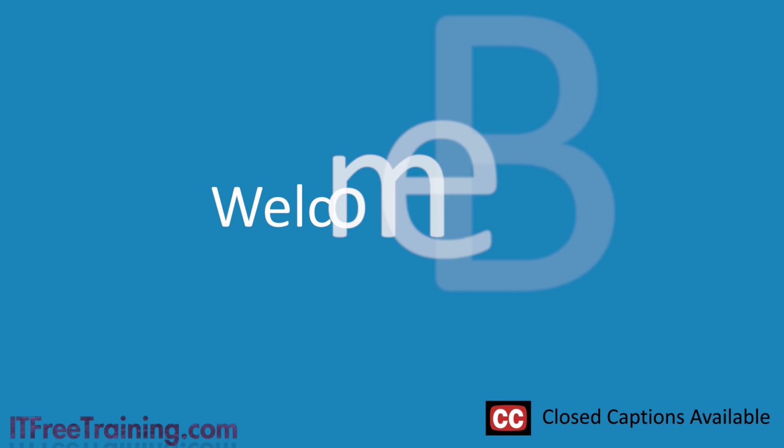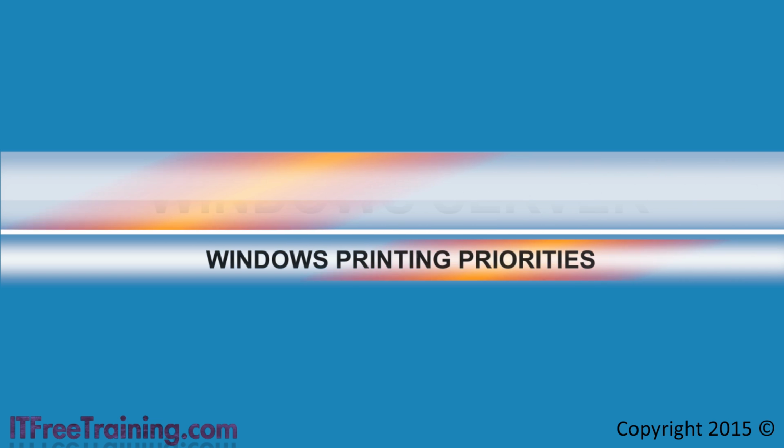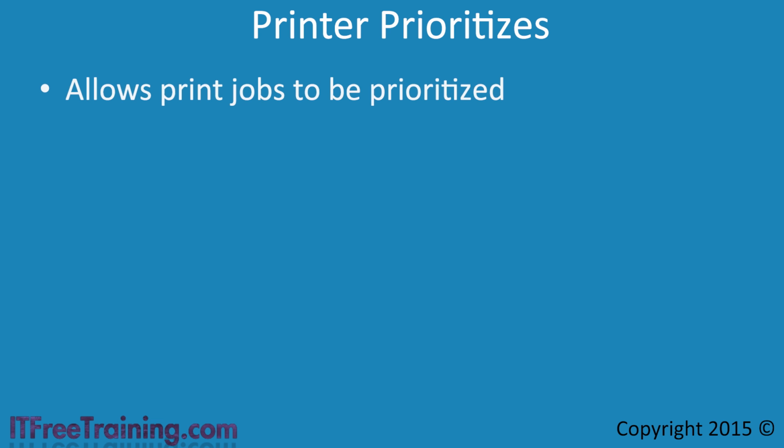In this video from ITFreeTraining, I will look at how printer priorities work in Windows. Using printer priorities allows multiple printers to be created, providing some control over the order in which print jobs will be printed. By default, Windows will print jobs in the order that they arrive at the printer. By assigning a priority value to a printer, this allows print jobs to be prioritized.